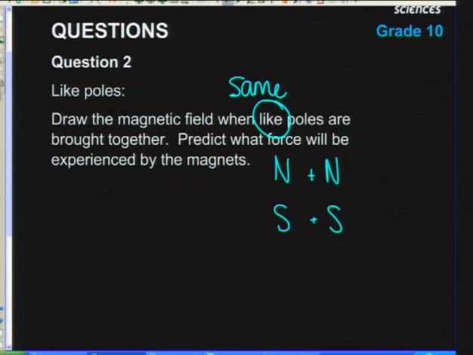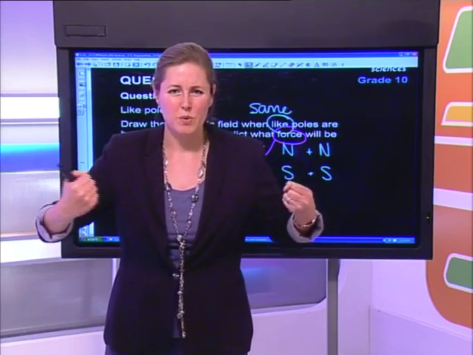Predict what the force will be. So the force is going to be attraction or repulsion. You answer, it has to be repulsion, because these two are the same thing and they're going to force each other away.